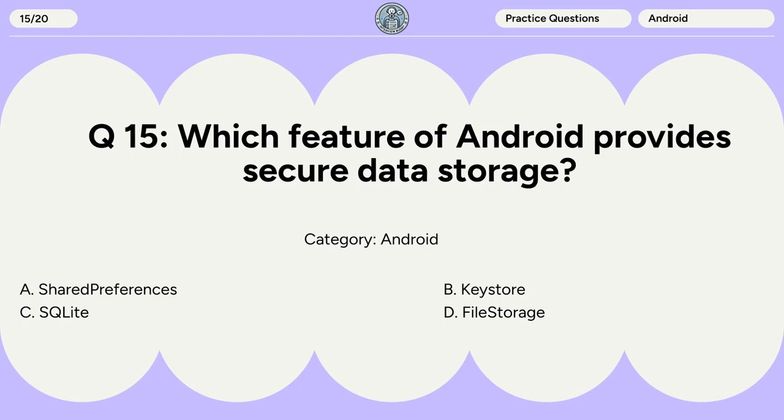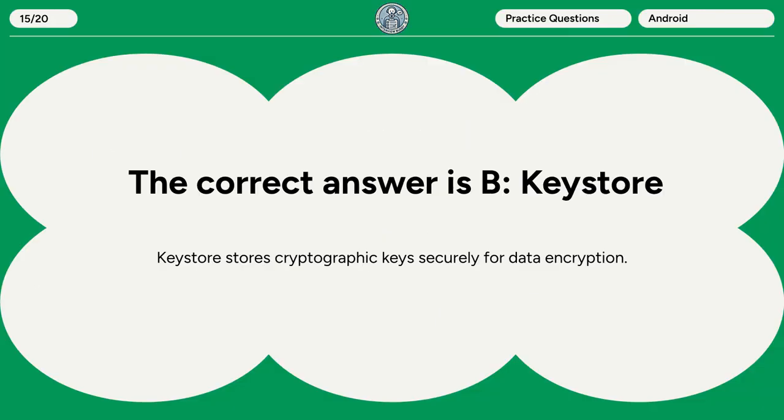Question 15. Which feature of Android provides secure data storage? A. Shared preferences. B. Keystore. C. SQLite. D. File storage. The correct answer is B. Keystore. Keystore stores cryptographic keys securely for data encryption.